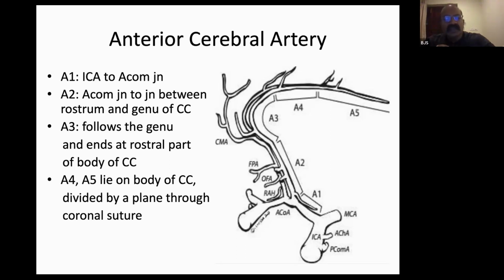The A2 segment, as you know, is from the ACOM-A1 junction to the junction between the rostrum and the genu of the corpus callosum, which is around here. The A3 follows the genu of the corpus callosum and ends at the rostral part of the body of the corpus callosum. A4 and A5 lie on the body of the corpus callosum and are divided by a plane through the coronal suture. So you can see the position of the anterior communicating artery that connects the junction between the A1 and A2 on either side.